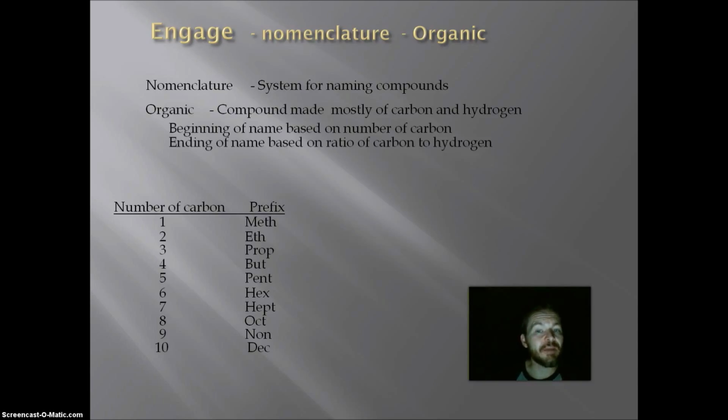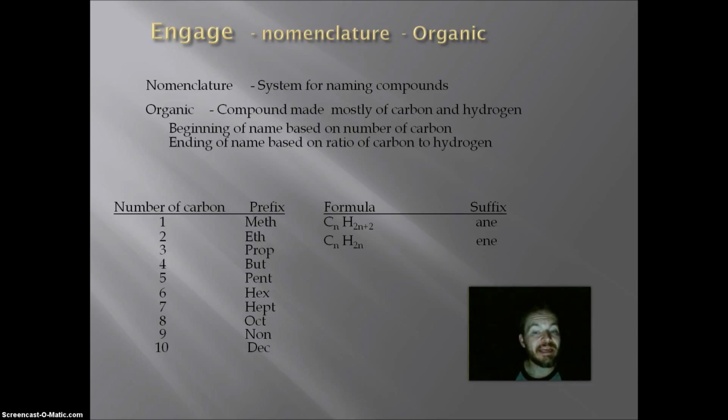The ending of the name is based on the ratio of carbon to hydrogen. So if I were to have 4 carbon in this formula, N would be equal to 4. So if I have 4 carbon, 2 times 4 plus 2, 2 times 4 is 8, plus 2 is 10. If I have the formula C4H10, this would then be butane. And anytime we meet that ratio of 2N plus 2 hydrogen, we get an ane ending.